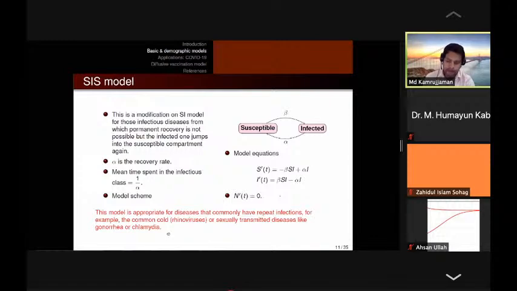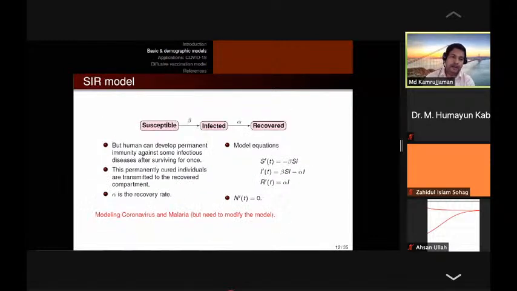Okay, we can continue to the next one. It's very well known, invented in 1927 by Kermack and McKendrick, and today it is very famous and one of the most used mathematical models, that is the SIR model. In this model at a time, we have the susceptible population, infected, and an additional term, the recovered population. In many diseases, the population can completely recover.